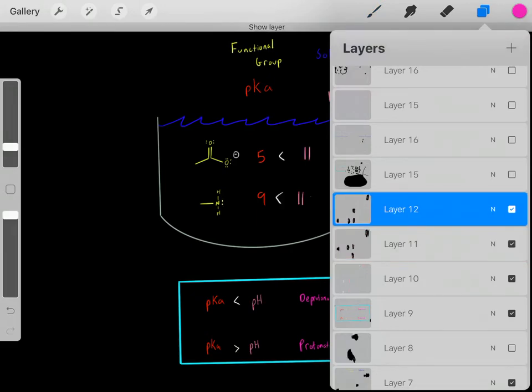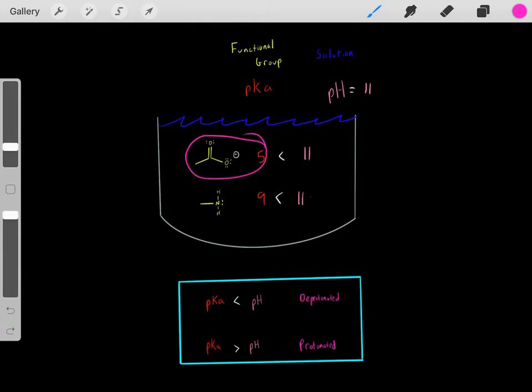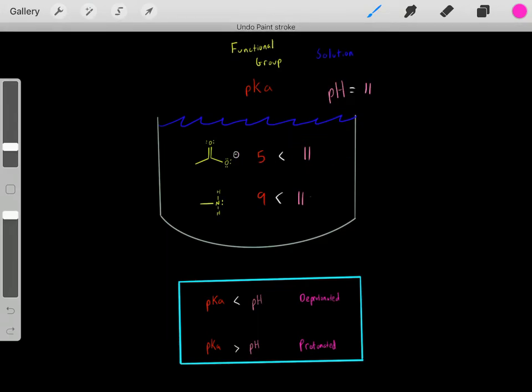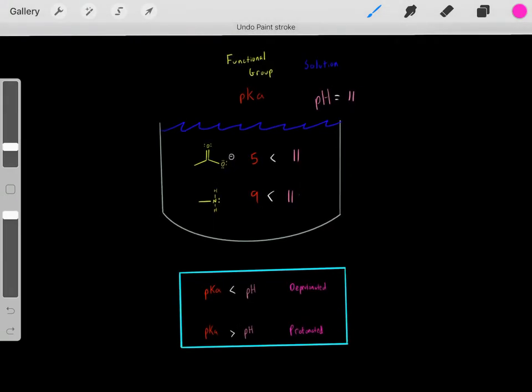So let's do another example. Let's say we're at a pH of 11. Again, you take the pKa of the functional group and compare it to the pH of the solution it's in. And again, if the pKa is less than the pH of the solution, it's in its deprotonated form. So that's true for both of these functional groups, so therefore they're both in their deprotonated forms.